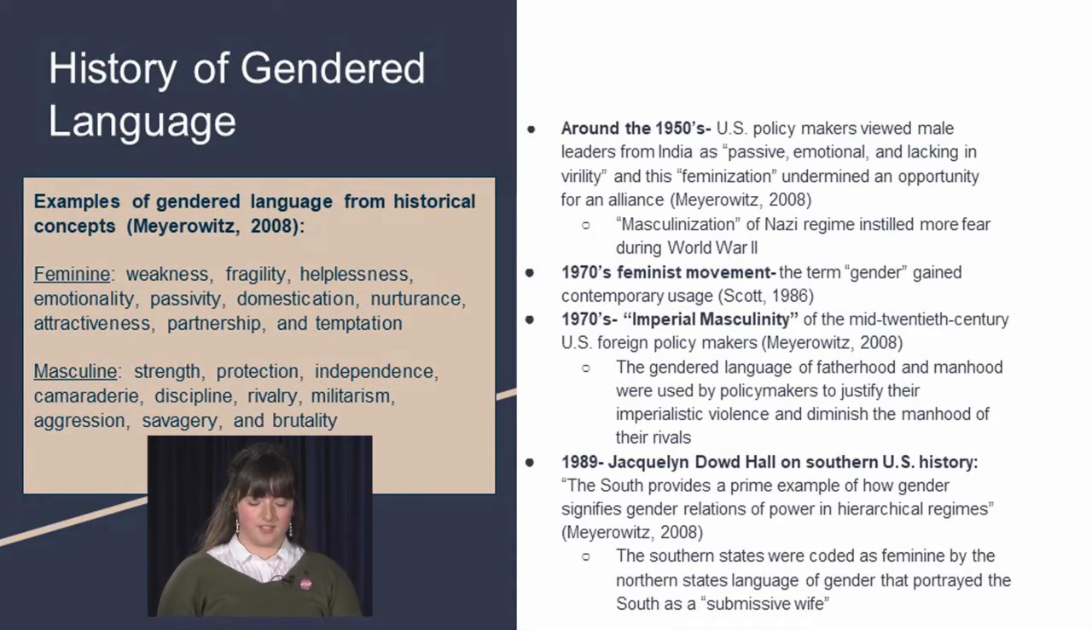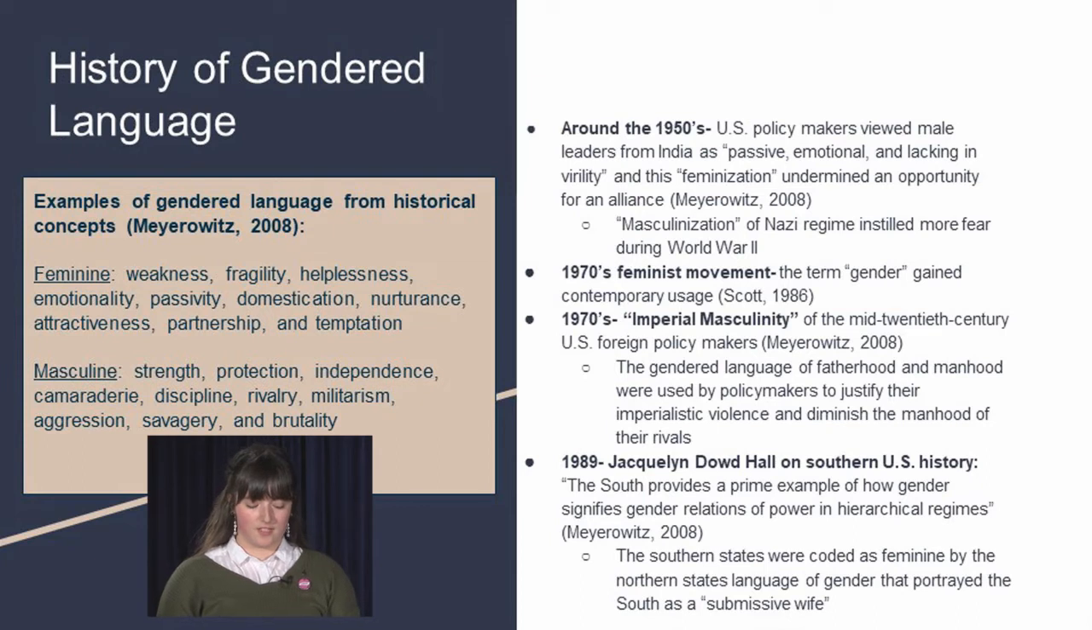Around the 1950s, an example of how feminization can have negative effects is that U.S. policymakers viewed Indian leaders as passive, emotional, and weak, and this led to the loss of an alliance because of this feminization. On the flip side, masculinization can also have a negative effect. The U.S. government and soldiers viewed the Nazi regime as brutally masculine, and that instilled more fear in the citizens as well as the soldiers themselves.